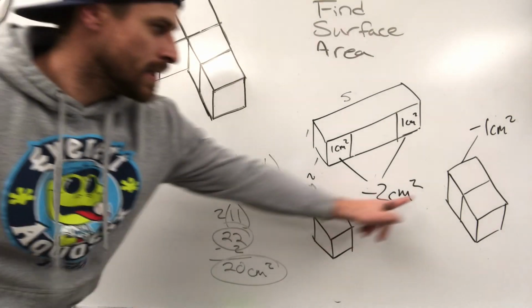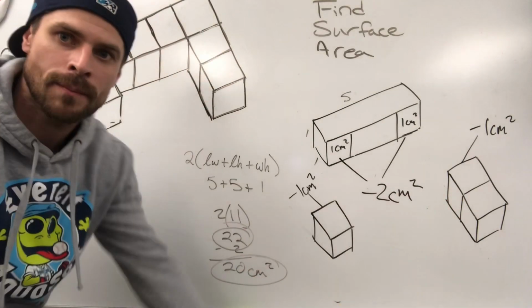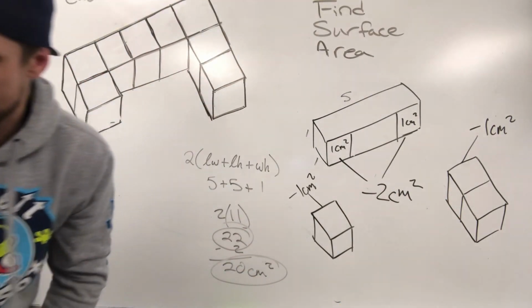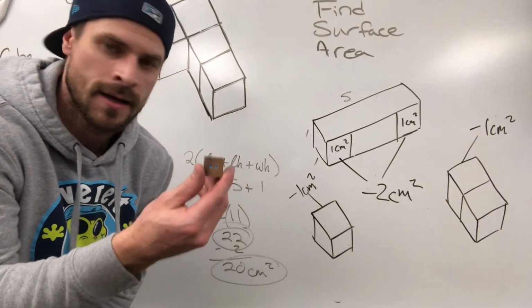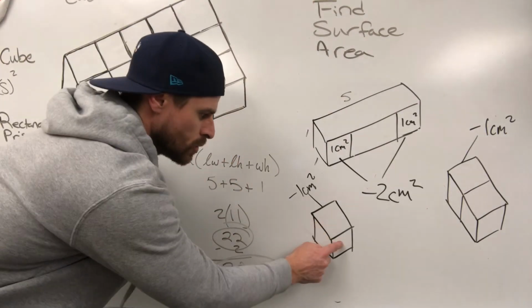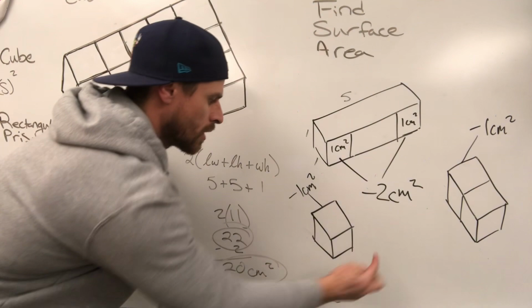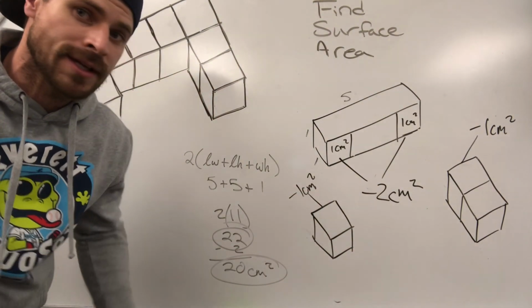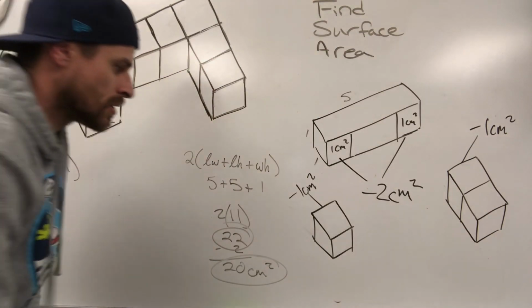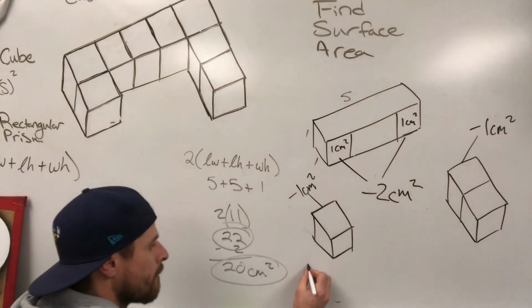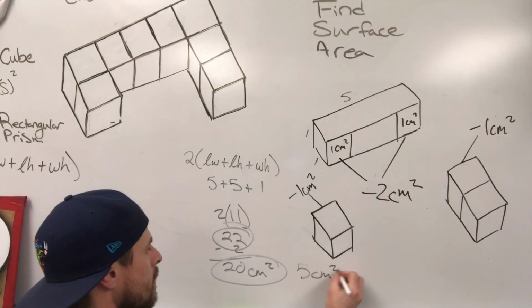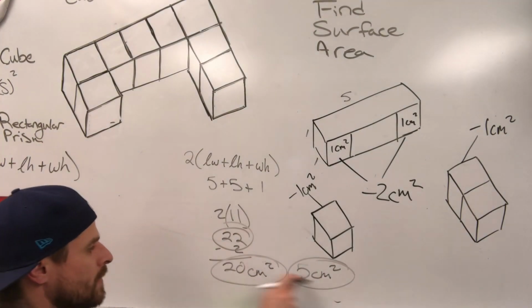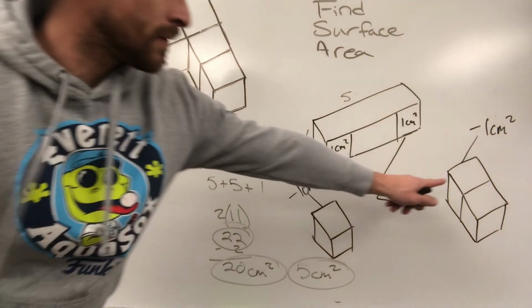Now when we go here and here, 1 by 1 by 1, what is a cube? A cube is just 6 sides, right? Well, we're going to count 1, 2, 3, underneath 4, around 5, but that back side needs to be removed. So instead of 6 sides, we're really only counting 5 sides. So this would be worth 5 centimeters squared. We've got 20 and 5 so far. What do we have left?